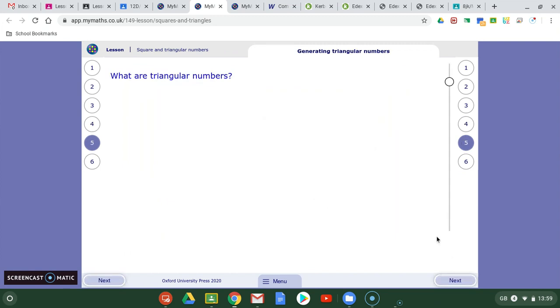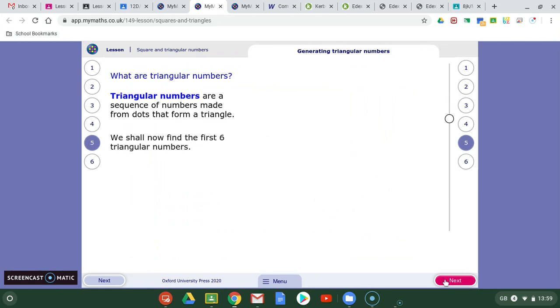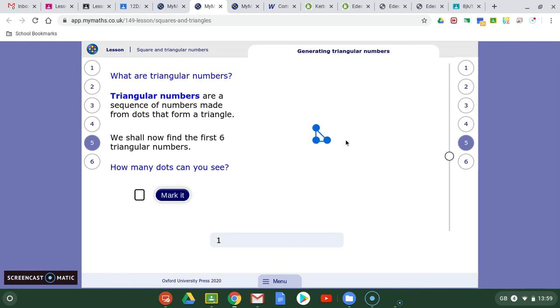Okay, let's have a look at the triangular numbers now. Triangular numbers are a sequence of numbers made from dots that form a triangle. We shall now find the first 6 triangular numbers. So, how many dots can you see? Well, I can see 1. So, there's 1 triangular number there. There's the first one. Now, that's made a triangle with the next dots that have been added. So, how many dots have we got there?